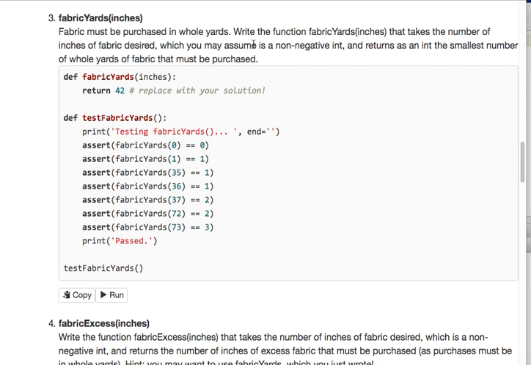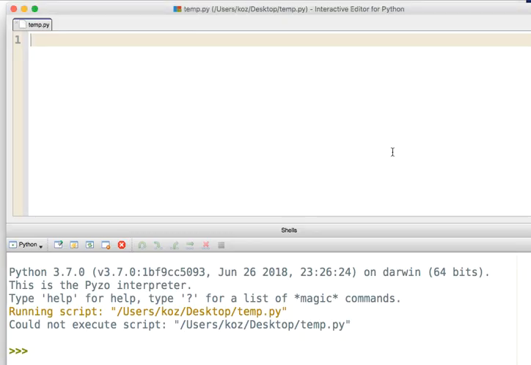We get to assume that the number of inches we're buying is an integer, and that we have to buy an integer number of yards. So no fractions here, okay? So let's go ahead and try to solve this. So we'll copy this and we'll put it here, okay?